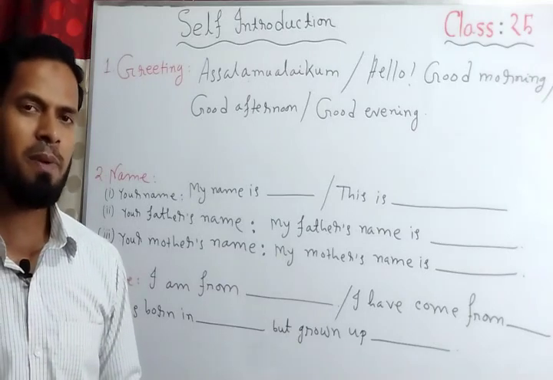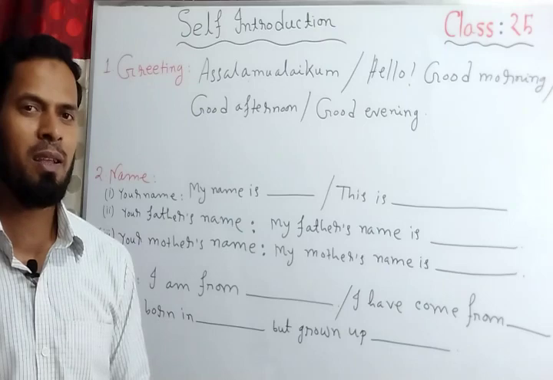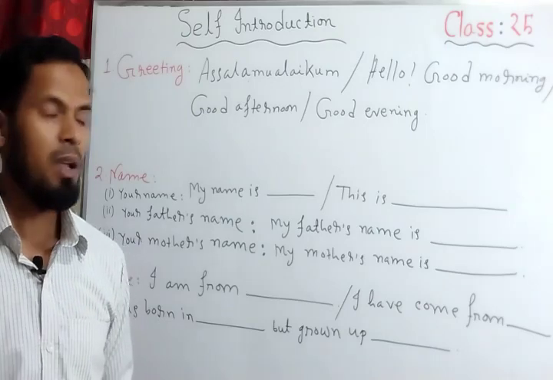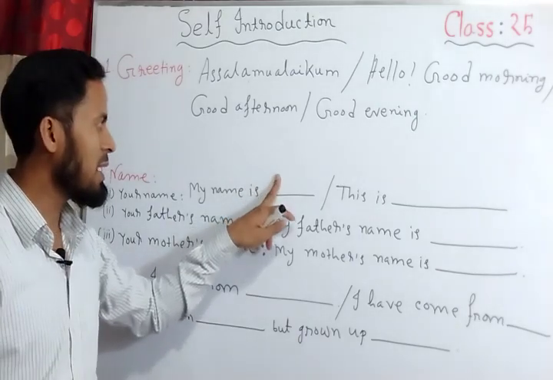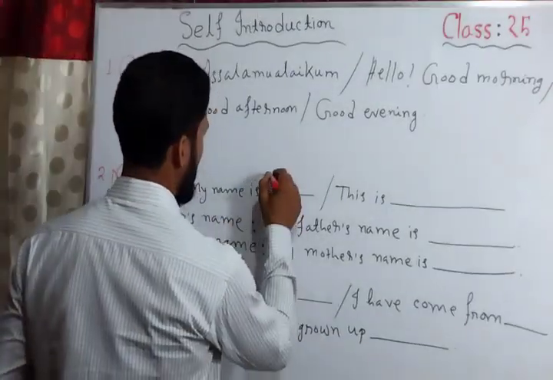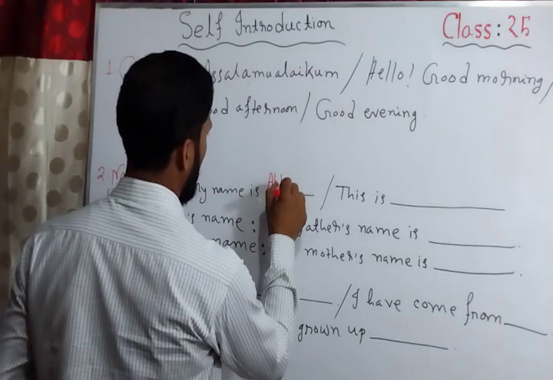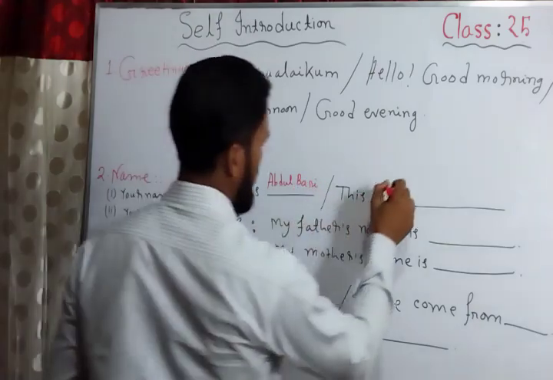In different ways we can say our name. We can say my name is Abdul Bari, or we can say this is Abdul Bari. We can also say I am Abdul Bari in different ways. That means here you will give your name. My name is Abdul Bari. Just I write down Abdul Bari.